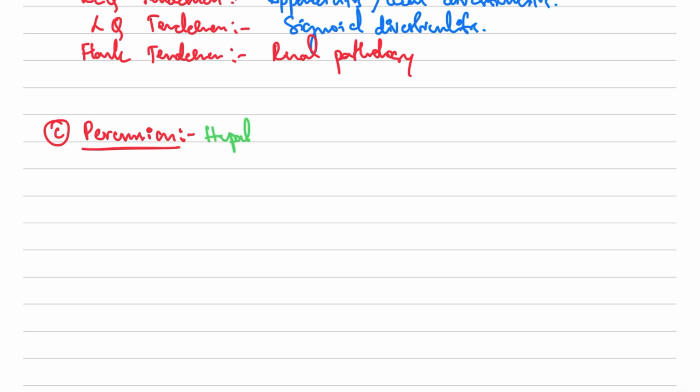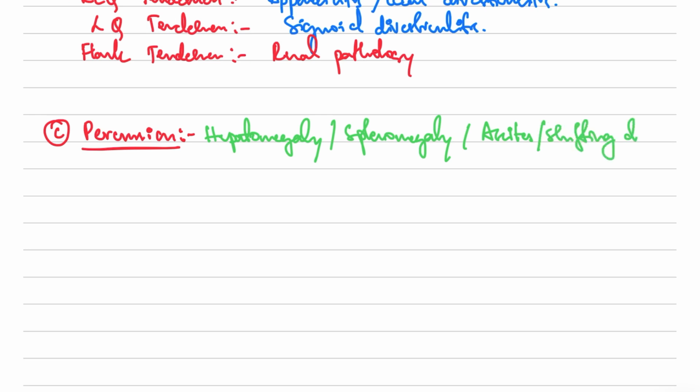Percussion, you are going to look for hepatomegaly, or if he is having splenomegaly, or if he is having ascites, or if he is having shifting dullness. Okay. Now how are you going to percuss? First you are going to percuss all the abdominal areas, then you are going to turn the patient towards the left or the right lateral side. You are going to wait for 30 seconds and you are going to percuss again and look out for any dullness.